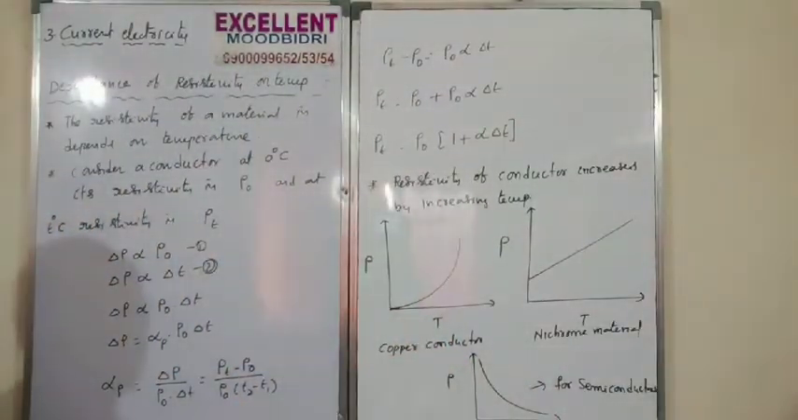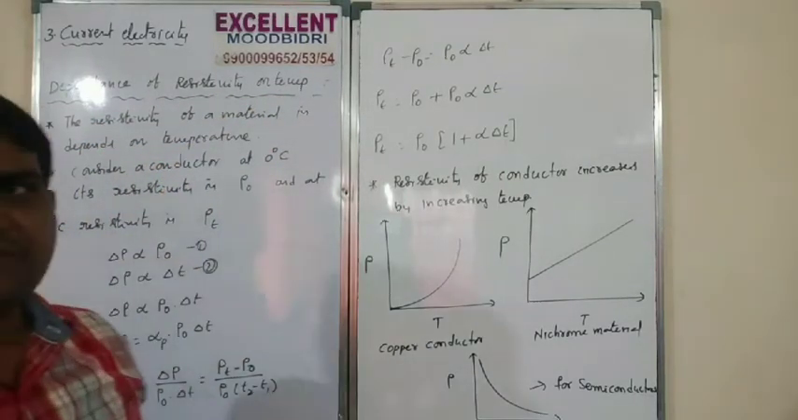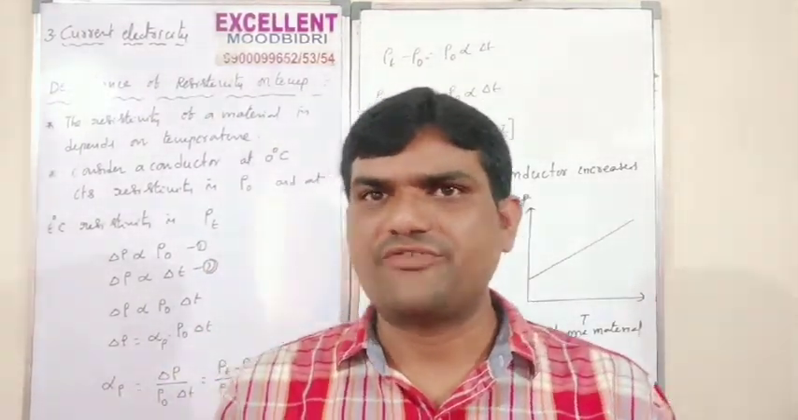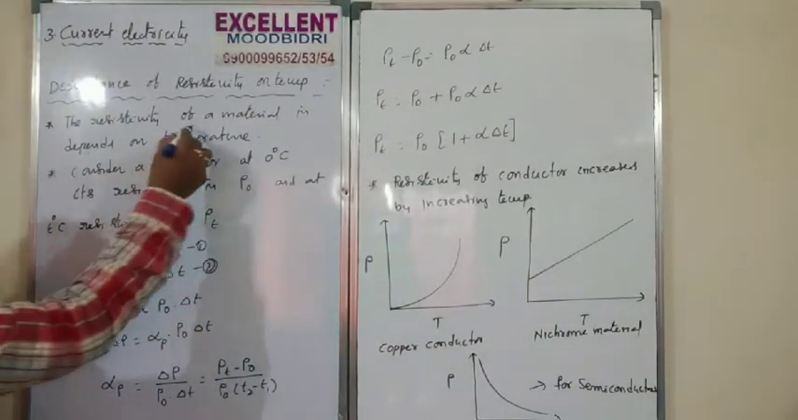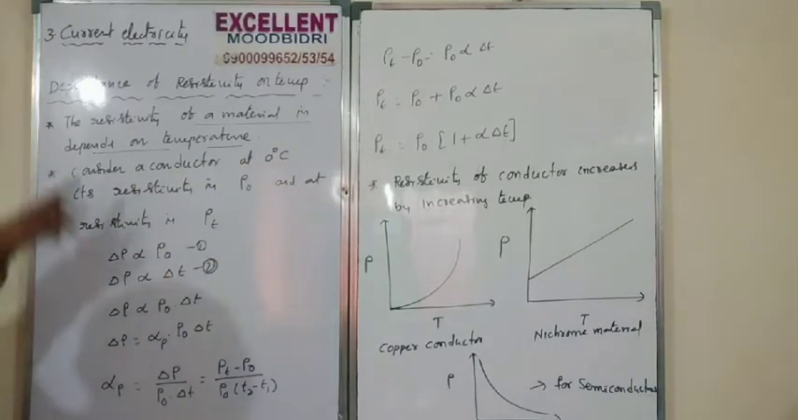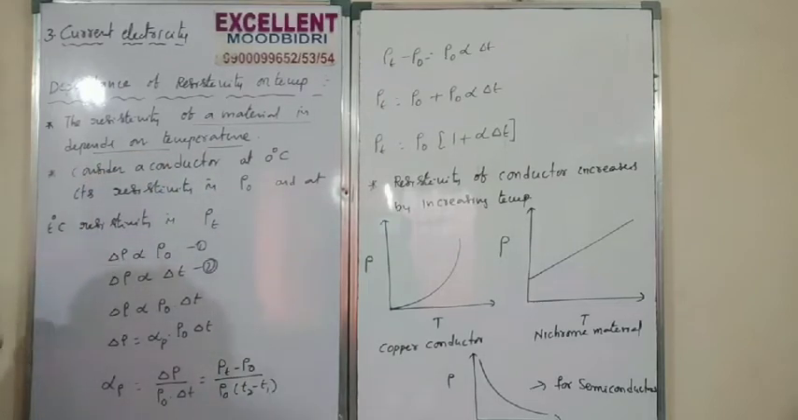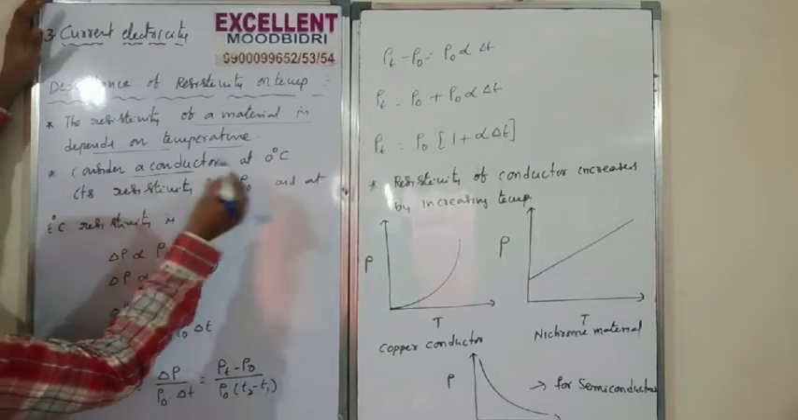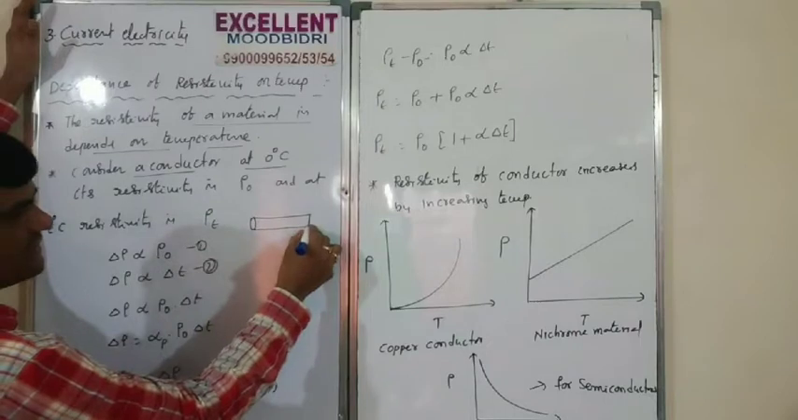Next, dependence of resistivity on temperature. Now we will see the relation between temperature and resistivity. You already know the resistivity of a material depends on temperature. So here is a small description. Consider a conductor.